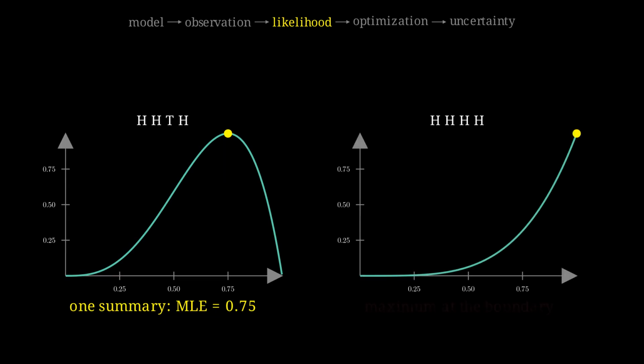Change the data to 4 heads. Now the curve climbs all the way to 1. The maximum sits on the boundary, not atop a tidy hill. The peak exists, but its surrounding geometry tells a different story.